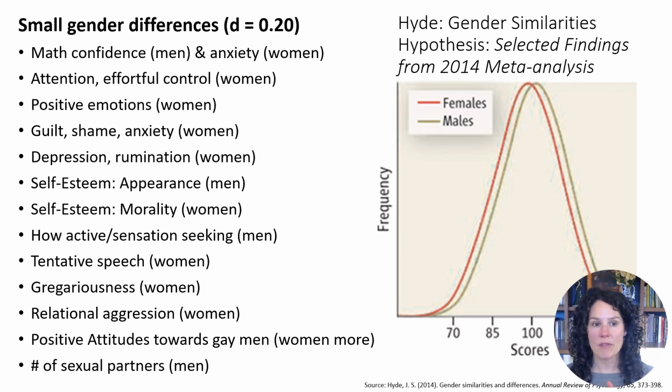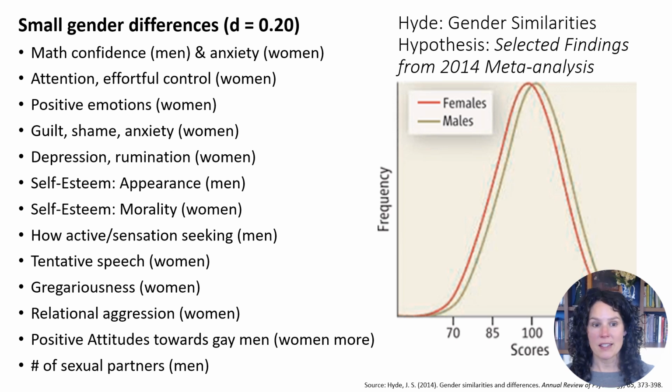So math confidence, men slightly higher. Math anxiety, women slightly higher. Attention and effortful control, women slightly higher. Positive emotions and some negative emotions, guilt, shame, anxiety, depression, rumination, women higher on all of those. Self-esteem for appearance, men a tiny bit higher. Self-esteem for morality, women a tiny bit higher.